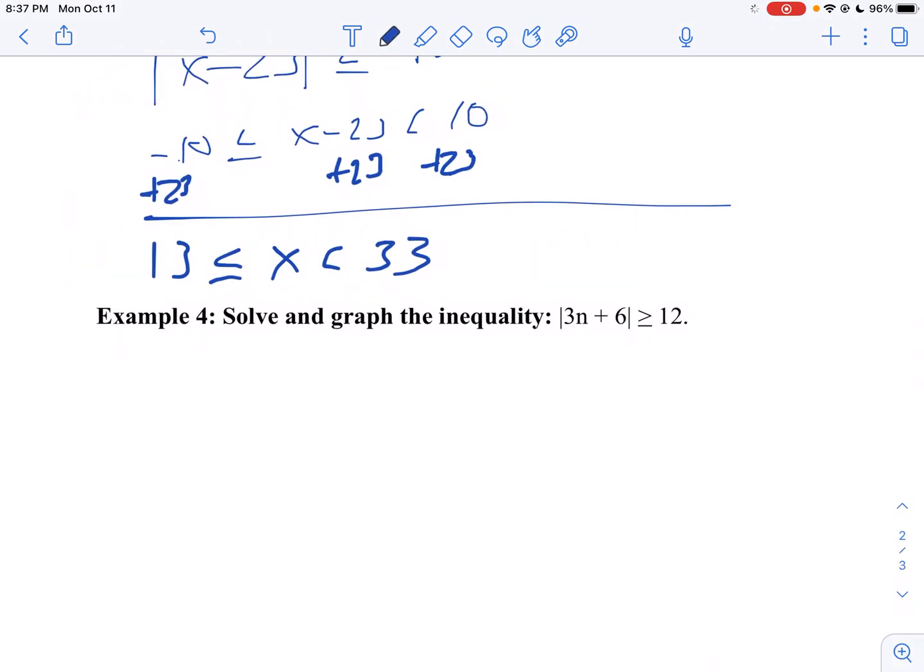So with a greater than sign, we write the first one just like we see it without the absolute value. So 3n plus 6 is greater than or equal to 12, or 3n plus 6. Since I'm going to make it opposite of 12, I'll flip the sign so it's less than or equal to negative 12. Now we solve each inequality independently. So the opposite of adding 6, I'm going to subtract 6 from both sides.